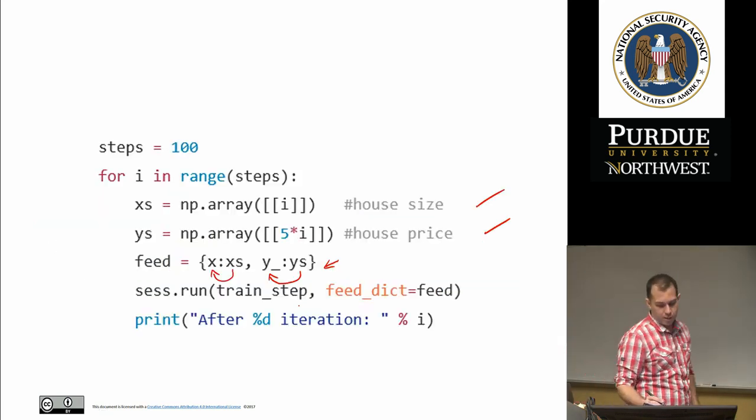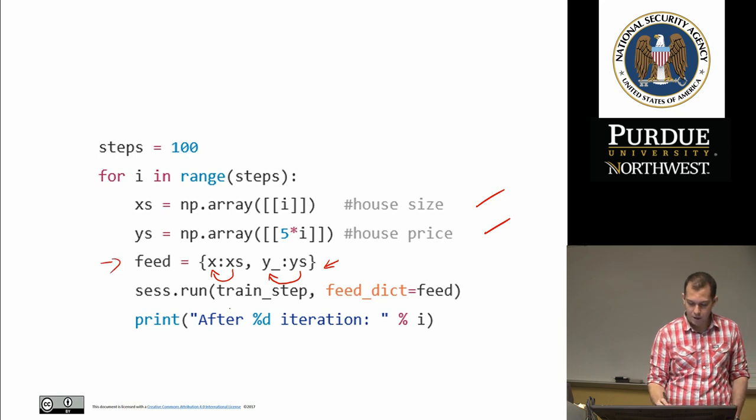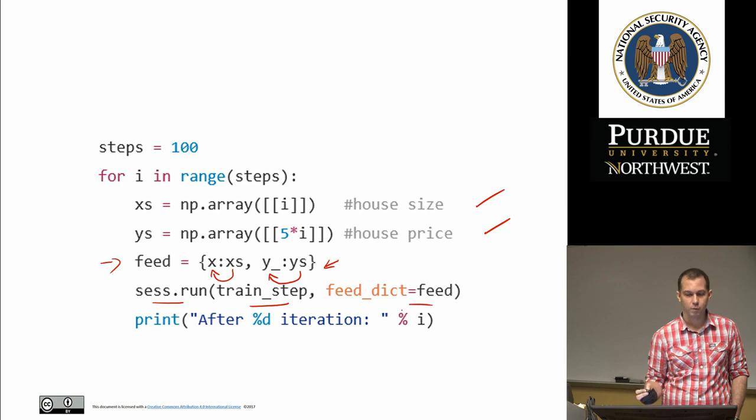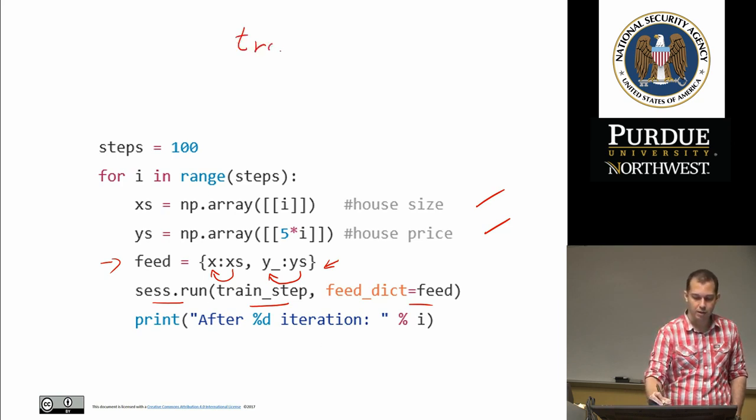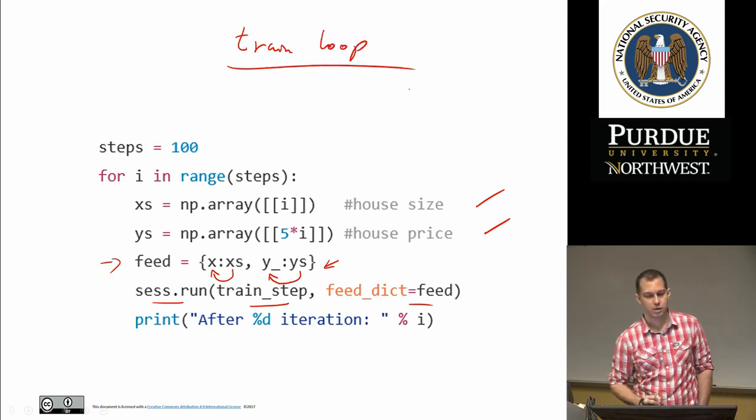And here's the code summarized. After we gave it the feed dictionary, we do session run train step with the feed dictionary, we run the graph, and now the model is trained. So this is the train loop. This is the train loop.